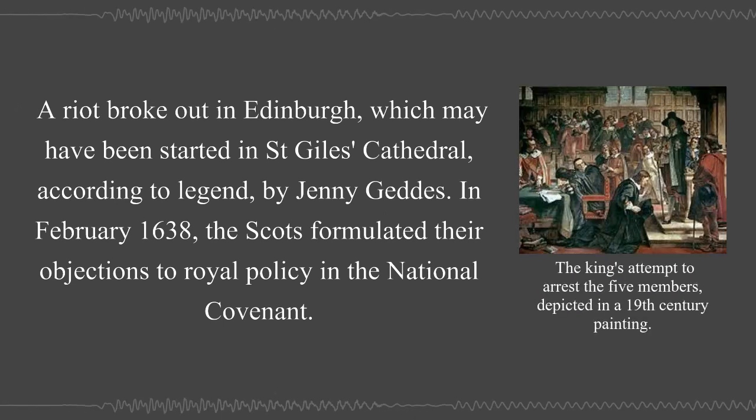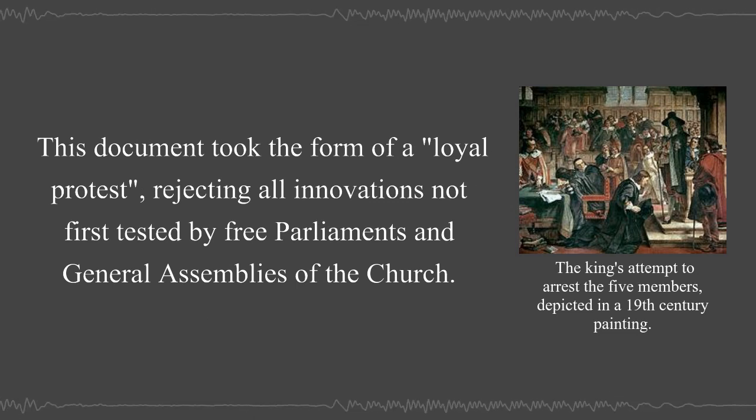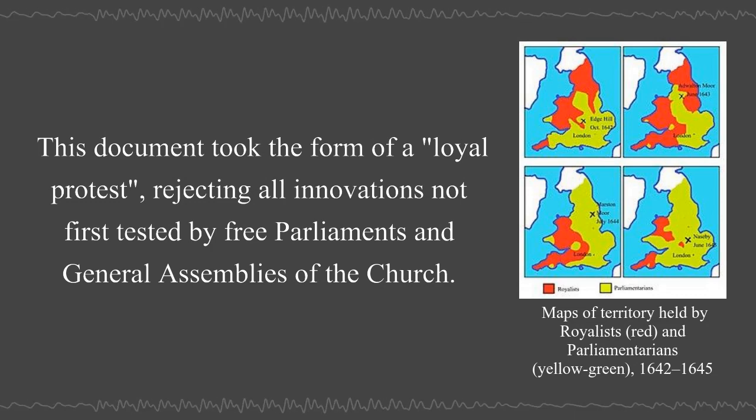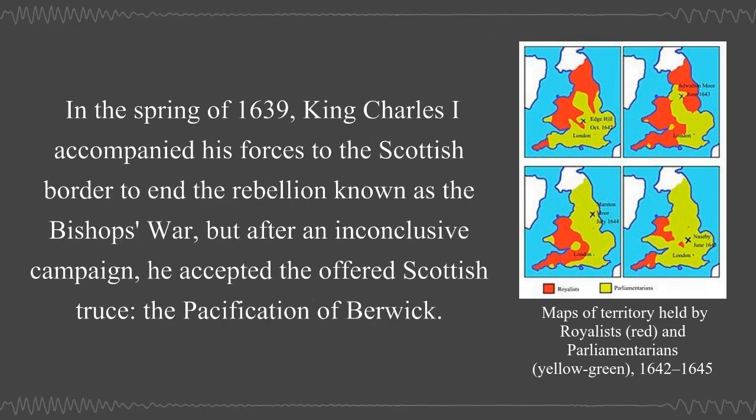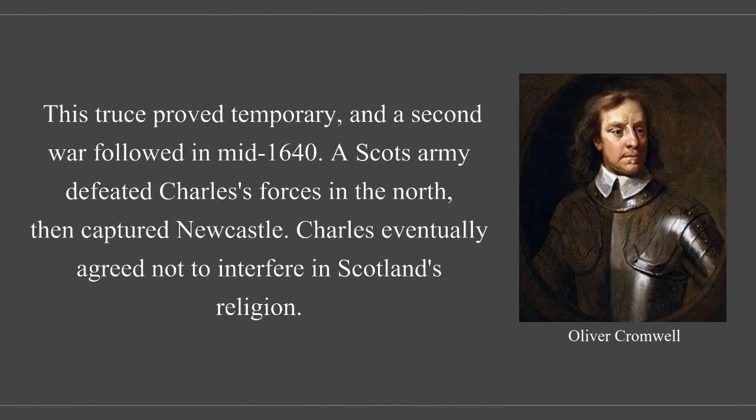In February 1638, the Scots formulated their objections to royal policy in the National Covenant. This document took the form of a loyal protest rejecting all innovations not first tested by free parliaments and general assemblies of the Church. In the spring of 1639, King Charles I accompanied his forces to the Scottish border to end the rebellion known as the Bishops' War, but after an inconclusive campaign, he accepted the offered Scottish truce, the Pacification of Berwick. This truce proved temporary, and a second war followed in mid-1640.